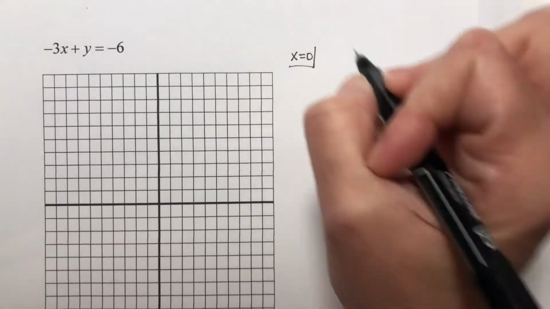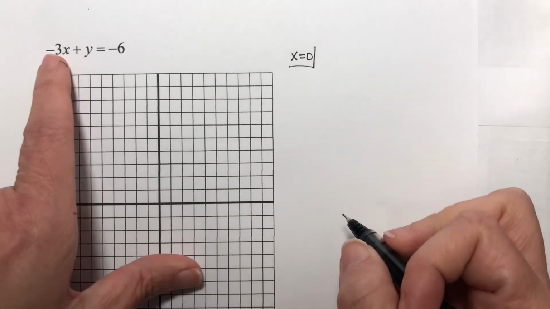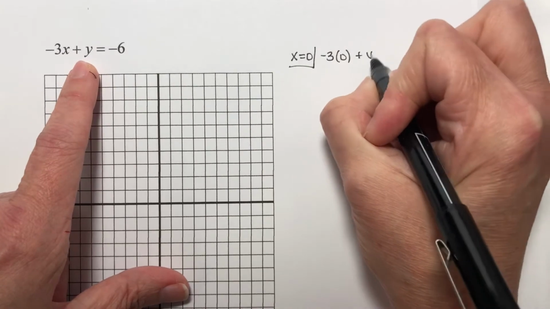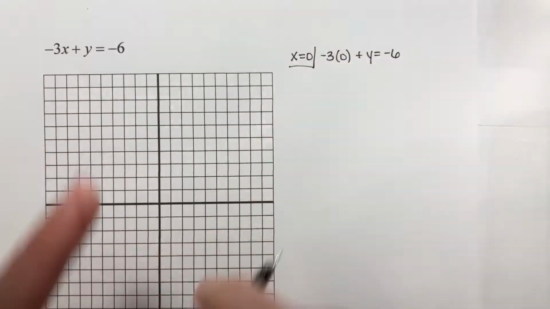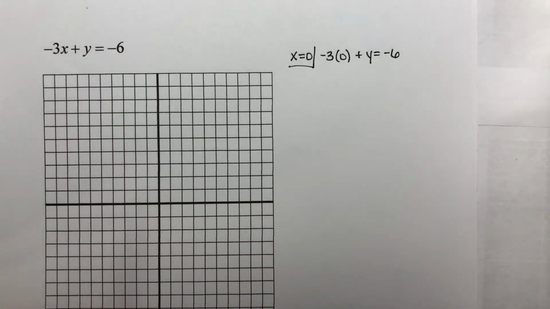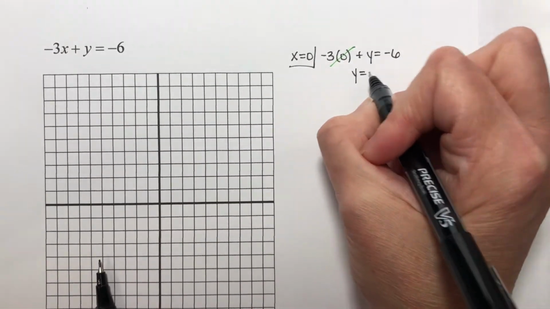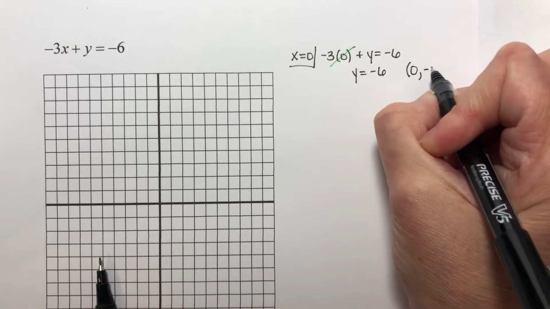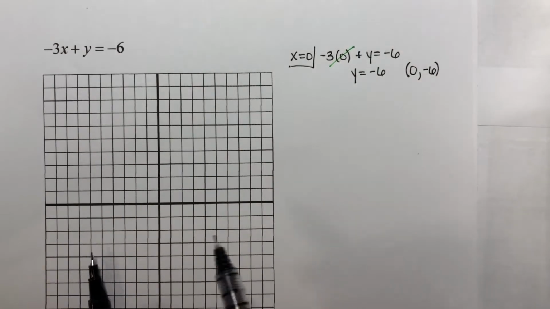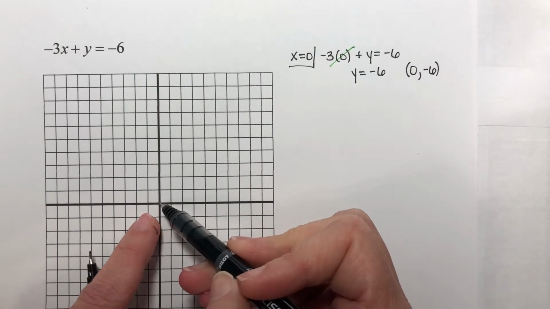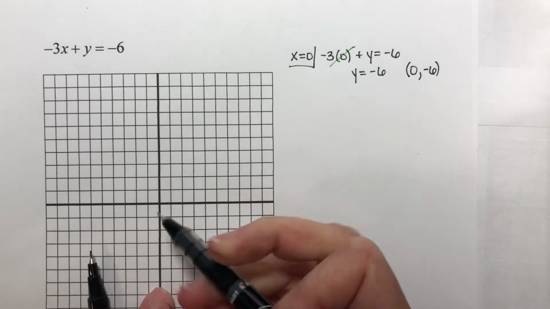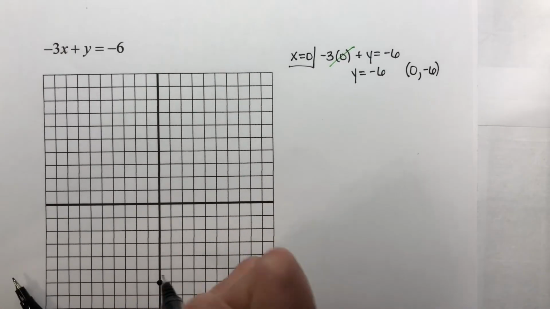Let's say x is 0. That would give me negative 3 times 0 plus y is equal to negative 6. Well, negative 3 times 0 goes away, so I end up with y equal to negative 6. So I need to plot the point 0, negative 6. Go to 0 on your x-axis, negative 6 on your y: 1, 2, 3, 4, 5, 6. That should be the point right there.